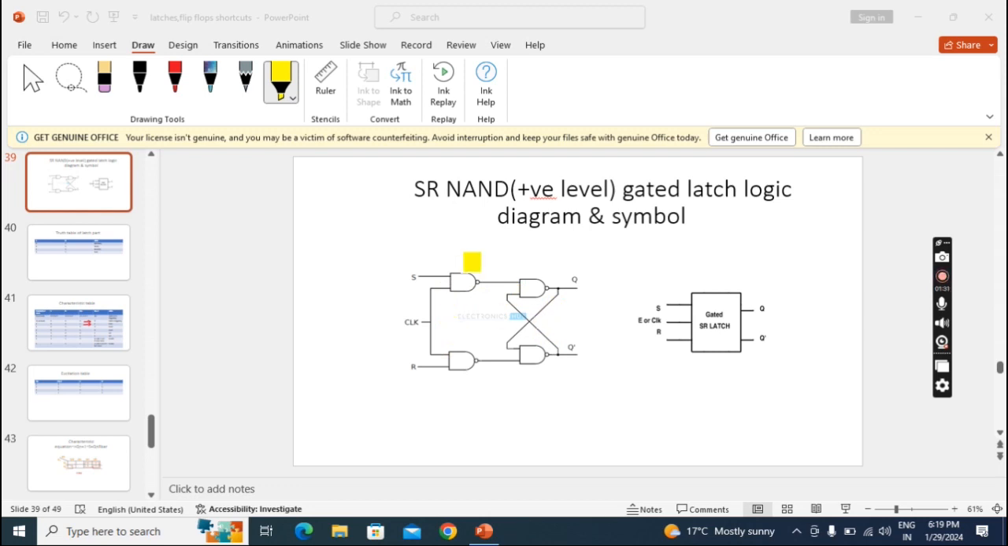So in the non-gated latches, these gates are not there. That's why that is called a non-gated latch. Okay. Right. See the construction here. Yes, S is connected to this gate, R is connected to this gate, and the clock is common to both gates. Okay, this is the construction. Now we'll see the working.